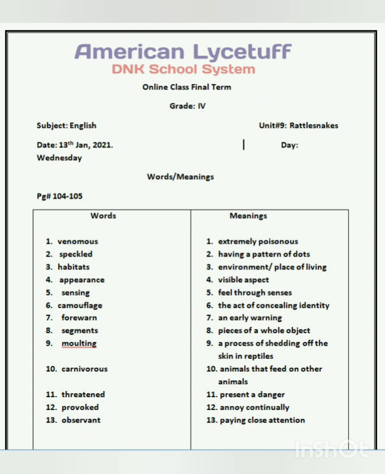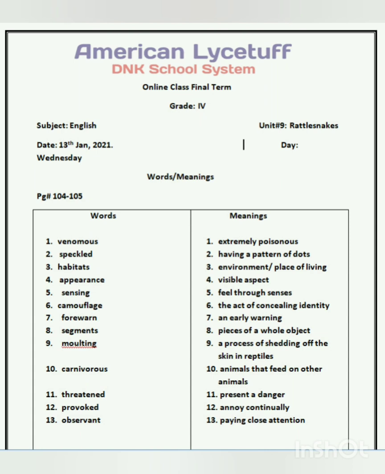The ninth word is molting, which means a process of shedding off the skin in reptiles. Now, when a reptile, mostly snakes, sheds their skin, it is called molting. Then we have carnivores. As we have read that snakes are carnivores, it means they are meat eaters or flesh eaters. Carnivores are those animals that feed on other animals.